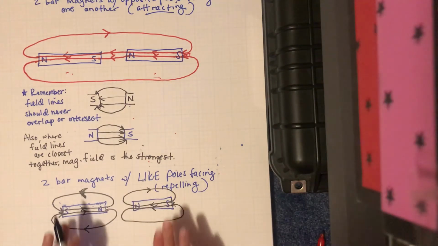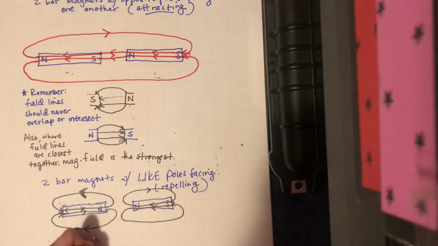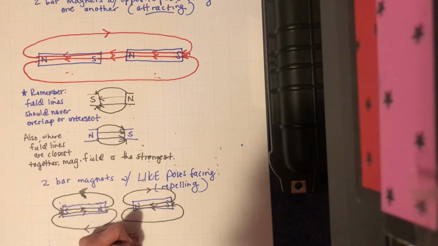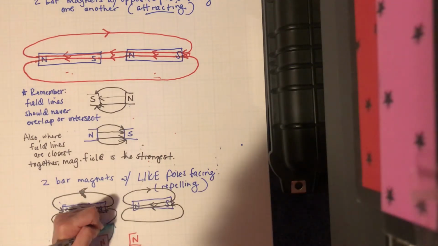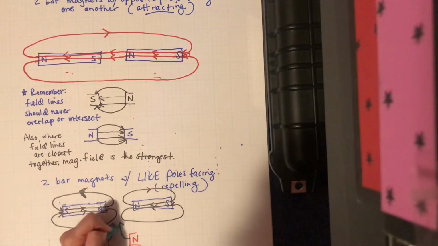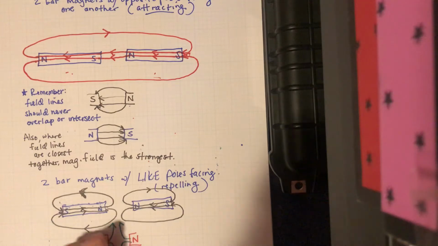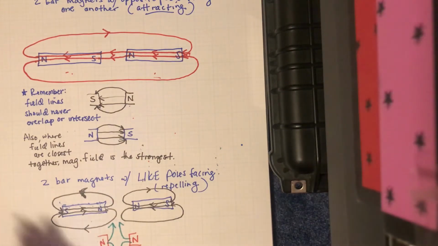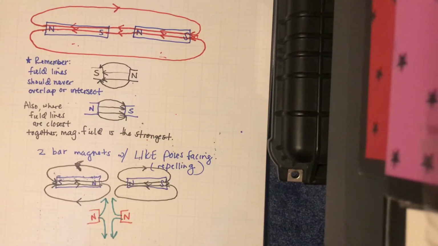Okay, so when you create an abstraction of this, it's actually going to remind you a lot of the electrostatics unit. If we look at this, north and north, we just isolate those two poles. What you end up with is something that looks very similar to when we had two protons repelling each other. Just like that. So that would be our abstraction.